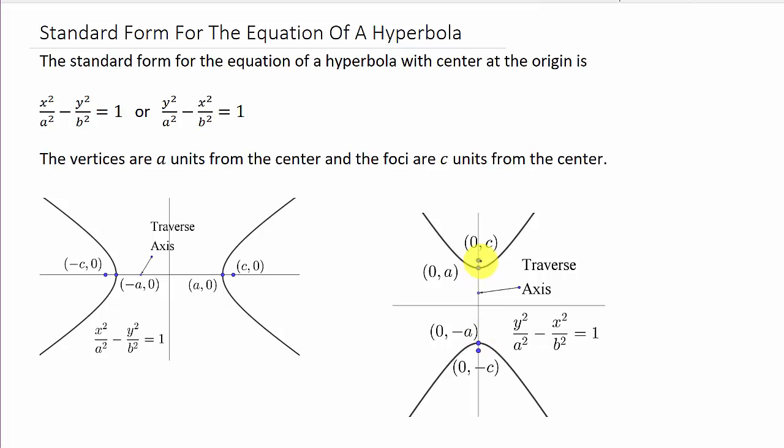The foci, that's these points here, and I know I don't have it written down, but for the foci, c squared is equal to a squared plus b squared. And the transverse axis, that's the line that goes through both foci points. And the foci are c units from the center of the hyperbola. All right, so let's go ahead and get started on an example graphing it.